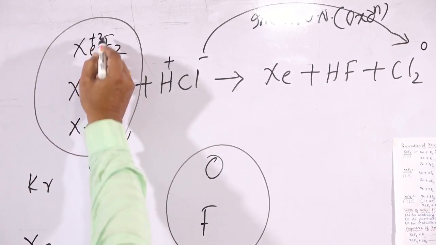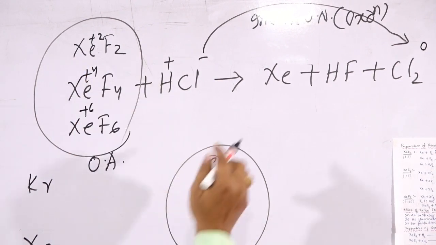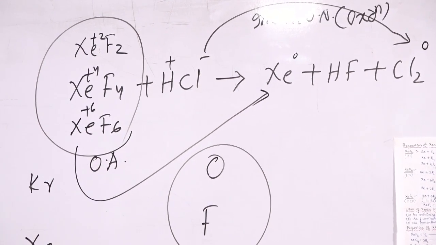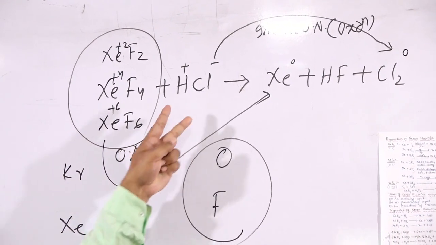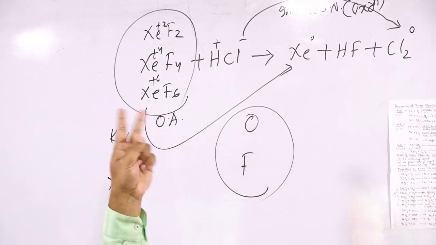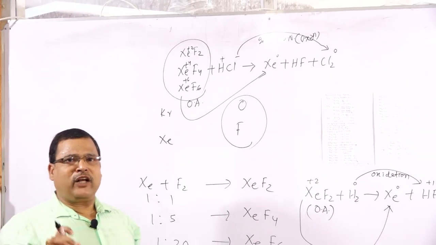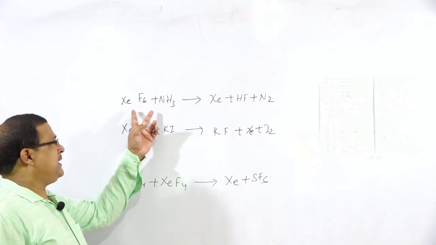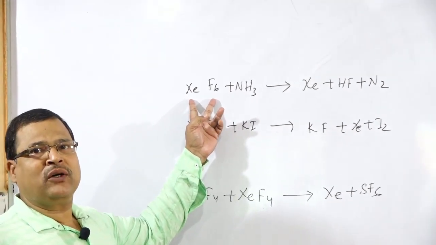This is the +2 state, that is the +4 state, that is the +6 state, and their oxidation number changes to 0. That decrease in oxidation number is known as reduction. So the oxidizing agent is reduced and the reducing agent is oxidized. In all these cases, xenon difluoride, tetrafluoride or hexafluoride, the xenon fluorides will act as oxidizing agents. So these are the reactions where the xenon fluoride compounds act as oxidizing agents.